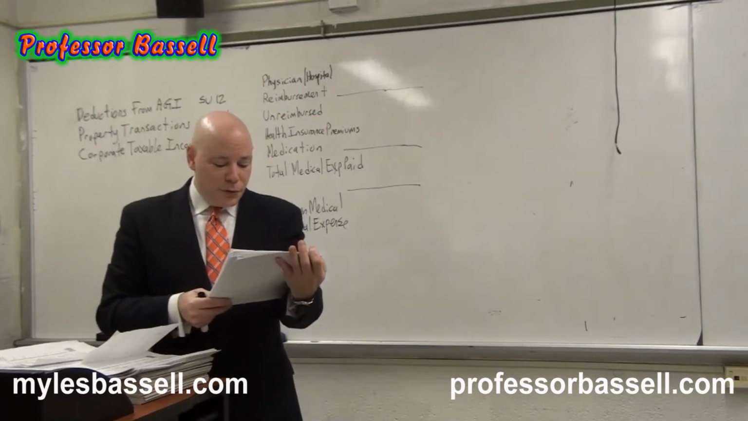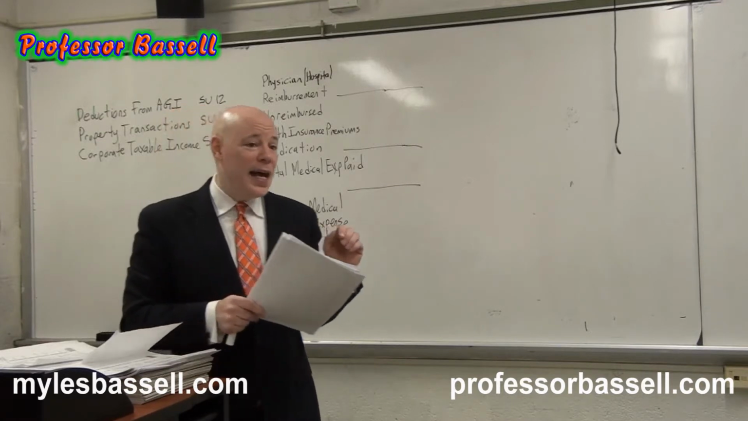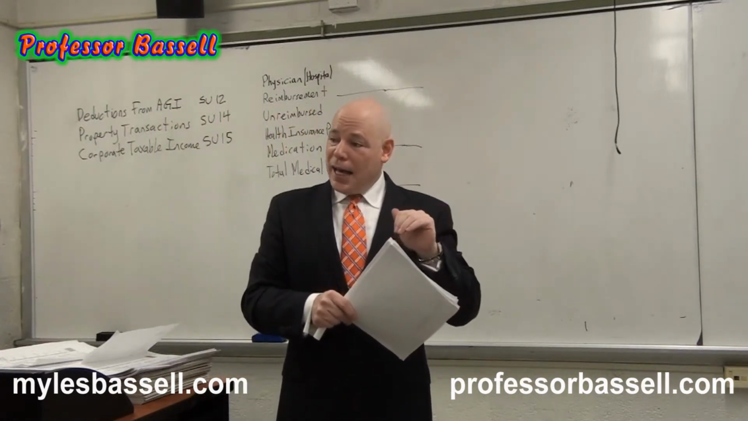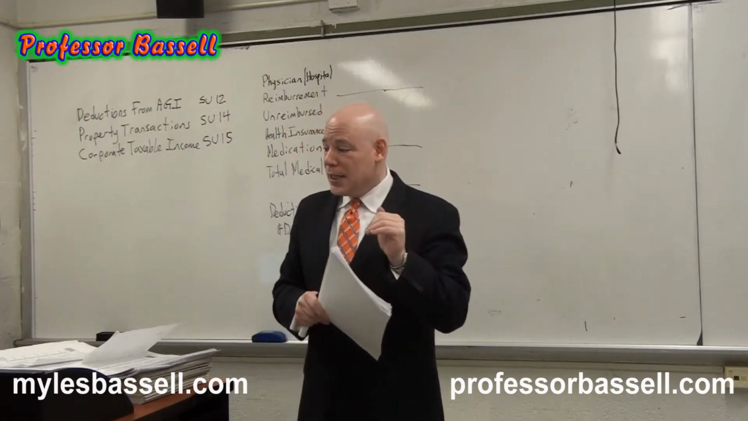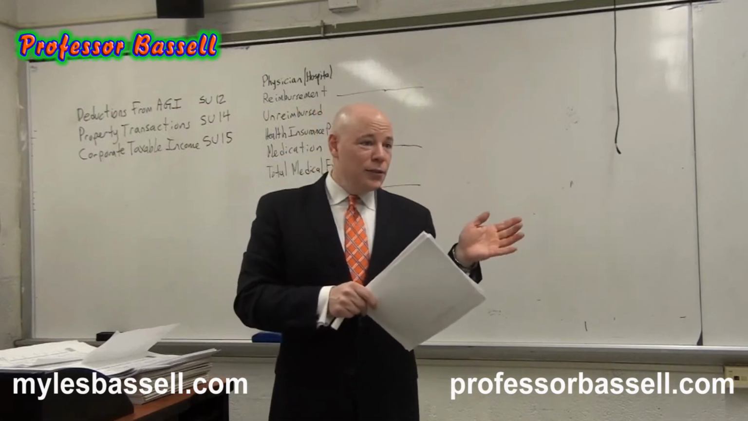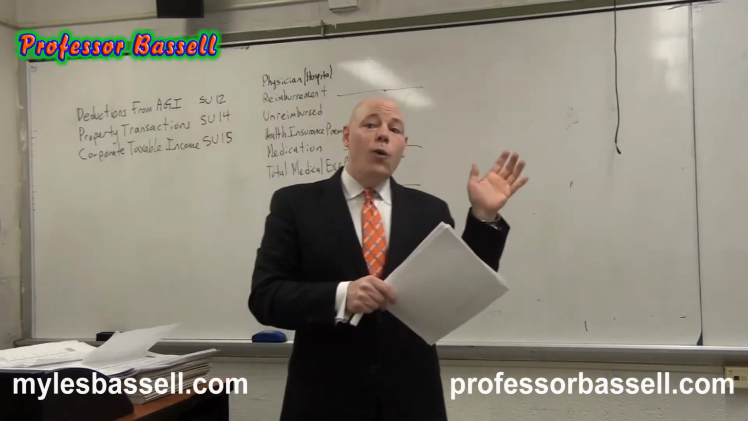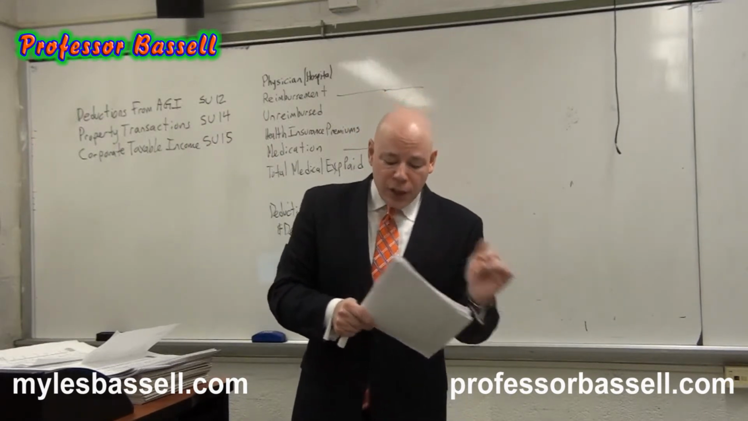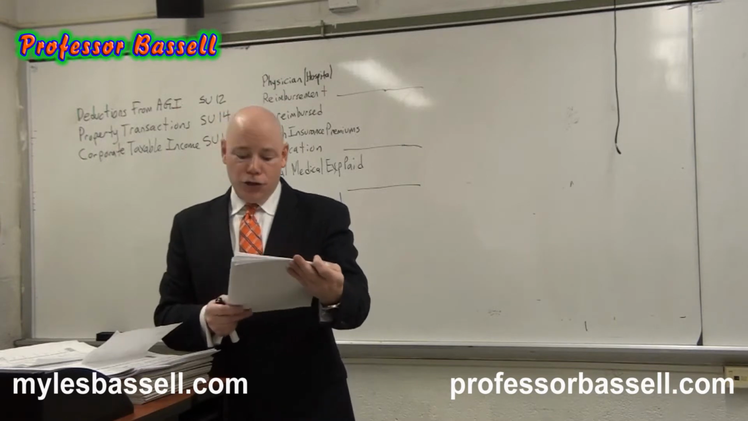Their filing status is married filing jointly. Remember, we said that we have to decide what our filing status is, whether it's single or married filing separately, or married filing jointly, or widower, or head of household. In this case, their filing status is married filing jointly.